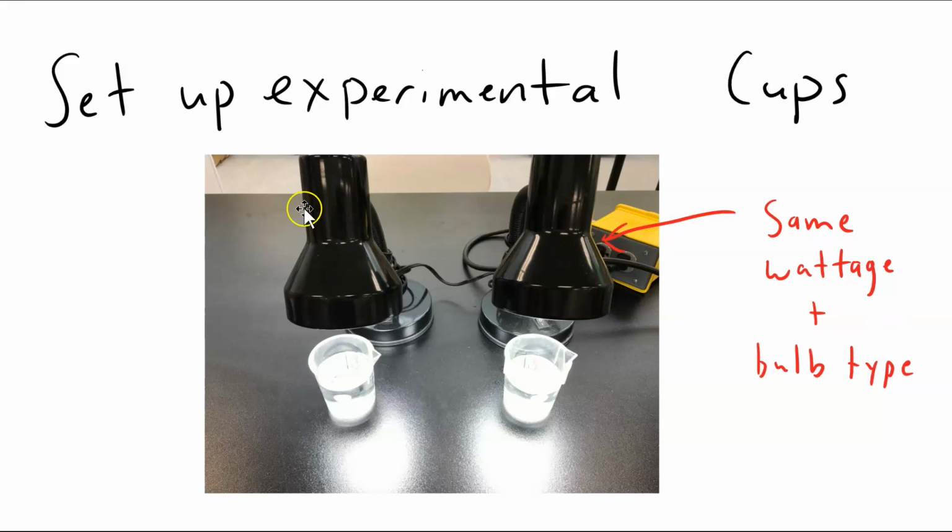In other words, these lights need to be the same wattage, they should be the same bulb type, the cup should be the same distance. The only thing that differs is this has bicarb solution. This does not. This has just water. So we're looking at the role of carbon dioxide in making these leaves float. You could easily hypothesize that these will not float because it doesn't have CO2, whereas these would float because they do have CO2. They also have water, both of them, and they both have a light source.